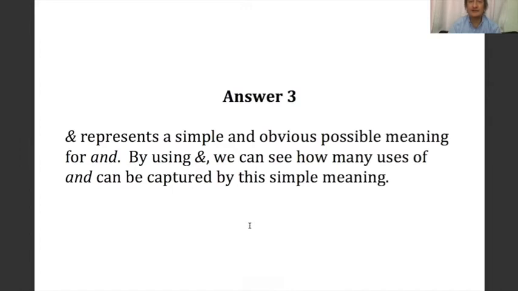The third answer is that logical and is a simple and obvious potential meaning for English and. And by using it, we can see how many uses of and can be captured by this simple meaning. We ended up getting actually pretty far with it.